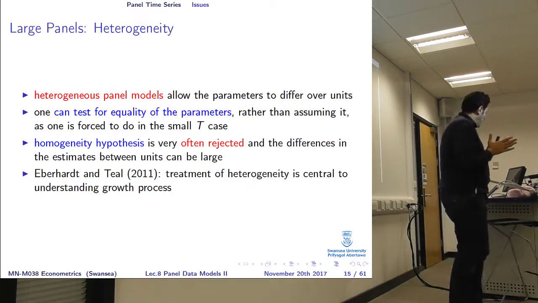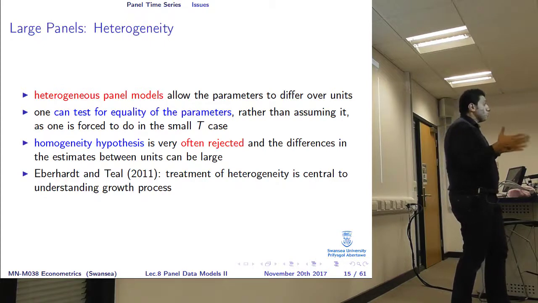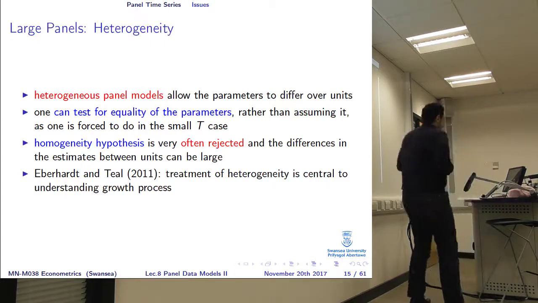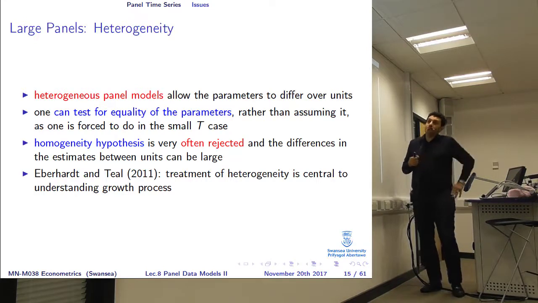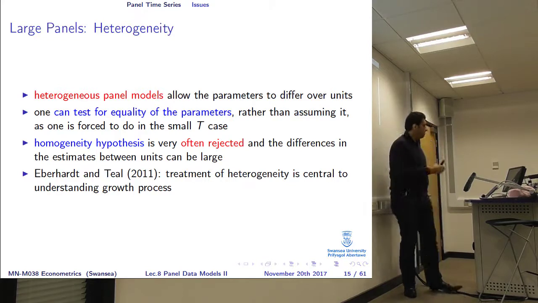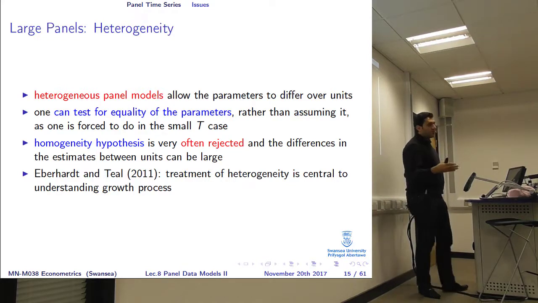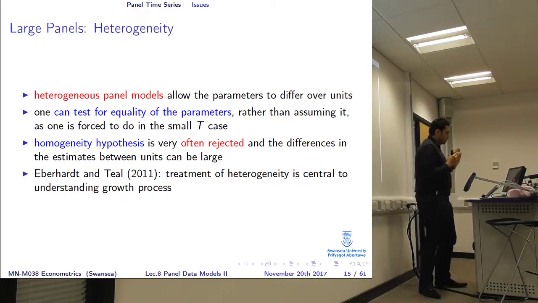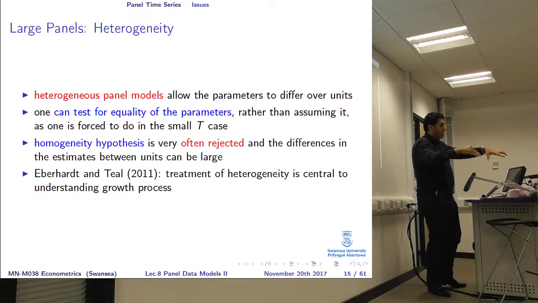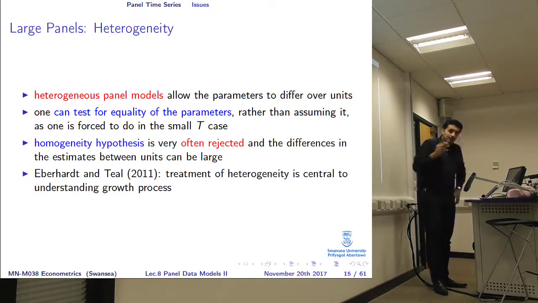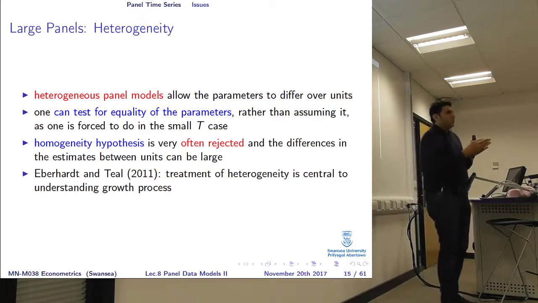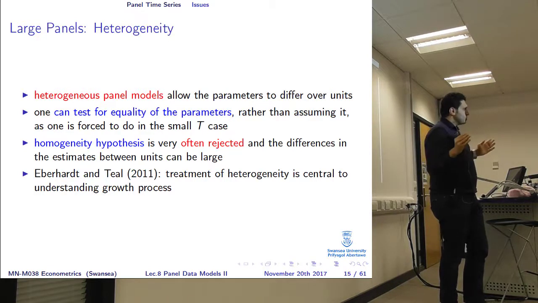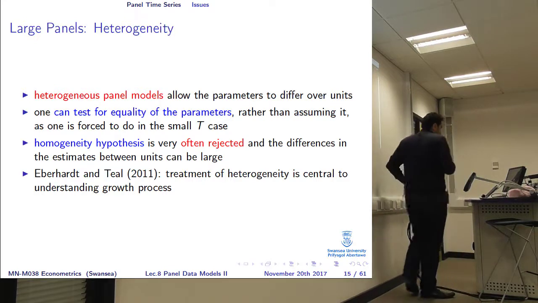But you could do that if your data is large enough, or your panel is large enough. So basically, with heterogeneous panel models, as I said, it allows the parameters to differ over units. So if you study countries, you allow the effect of X on Y to be different from one country to another, okay? And this is something you can test for. If there are no significant differences between these, then you can actually assume homogeneity.